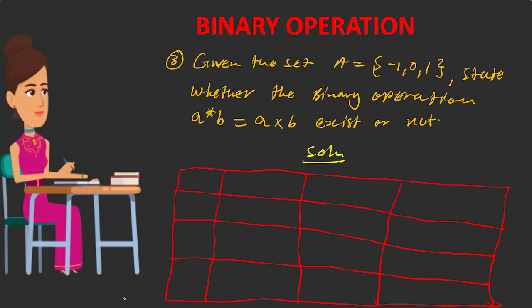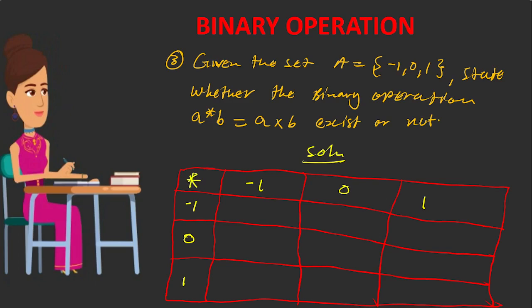So for this case, we are going to utilize the same sets we have. So this will be negative 1, this will be 0, this will be 1, then they are negative 1, 0, 1, and then that will be your binary operation which has been given.